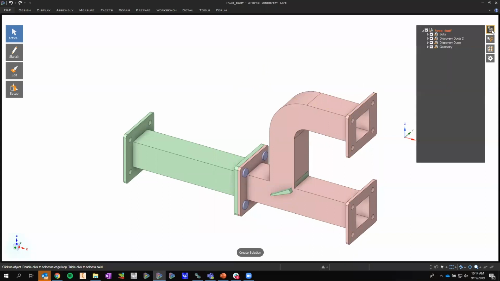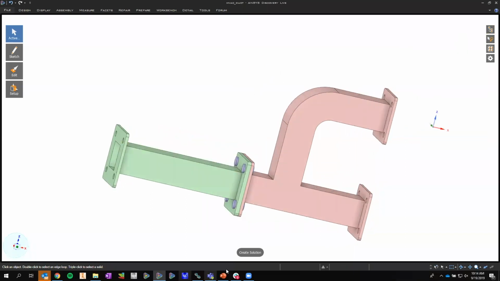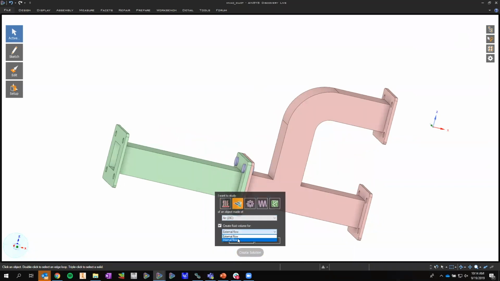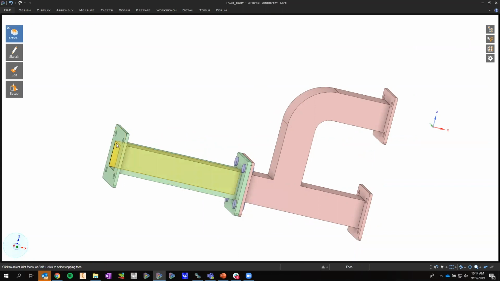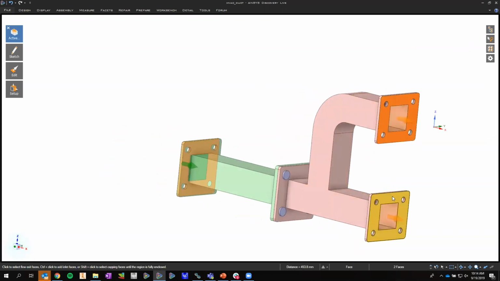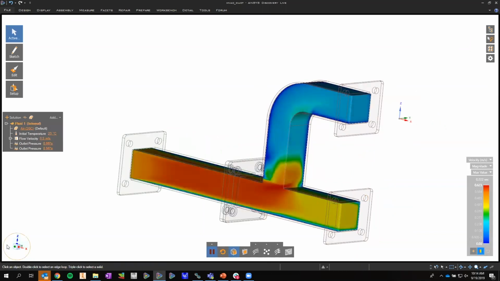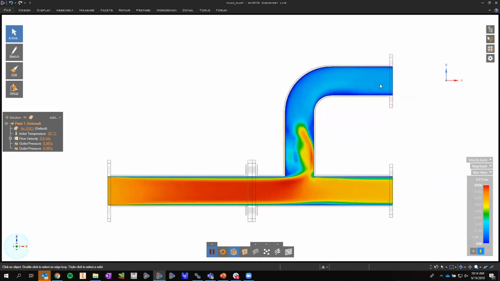Let's see over here. Let me turn these off for now. And so here I have a ducting system where I have the inlets coming in from the left side, and I have 2 outlets on the right side. And just like that, I'm already getting some fluid flow results.